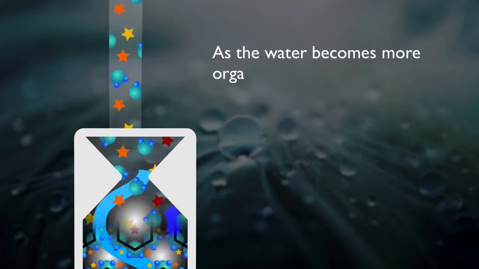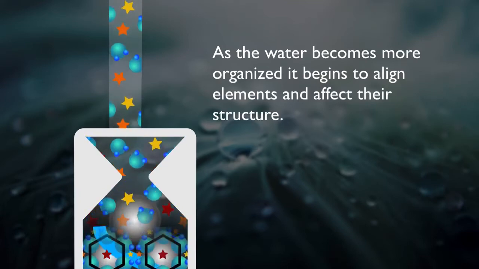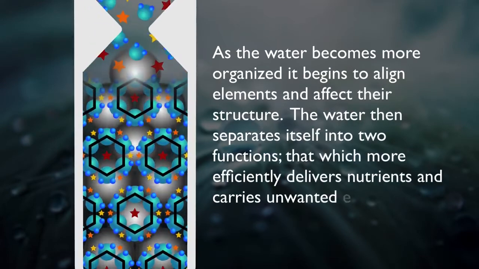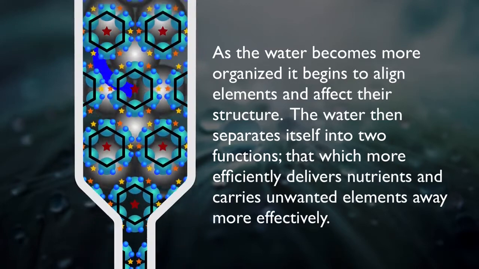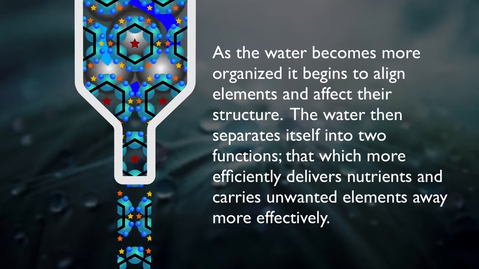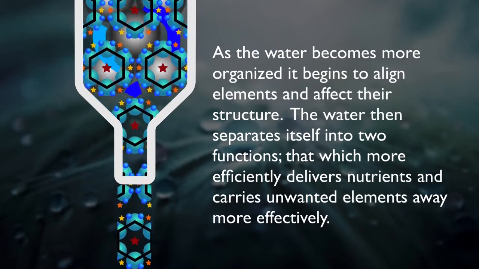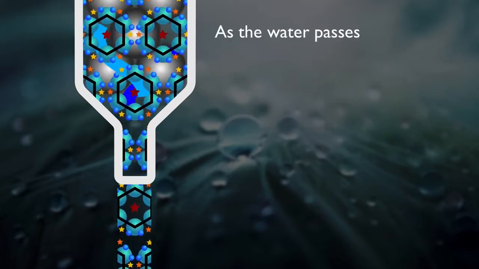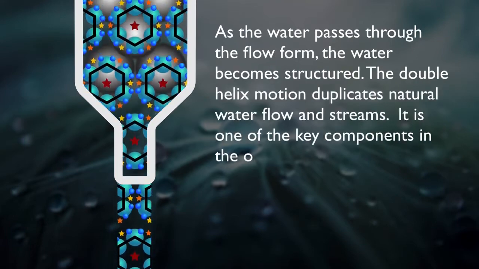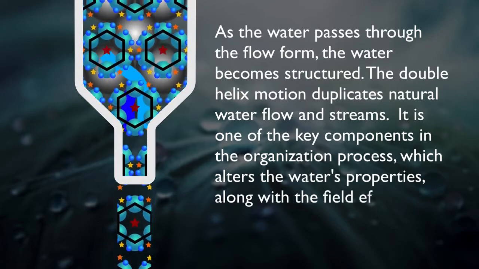As the water becomes more organized, it begins to align elements and affect their structure. The water then separates itself into two functions: that which more efficiently delivers nutrients and carries unwanted elements away more effectively. As the water passes through the flow form, the water becomes structured. The double helix motion duplicates natural water flow in streams.